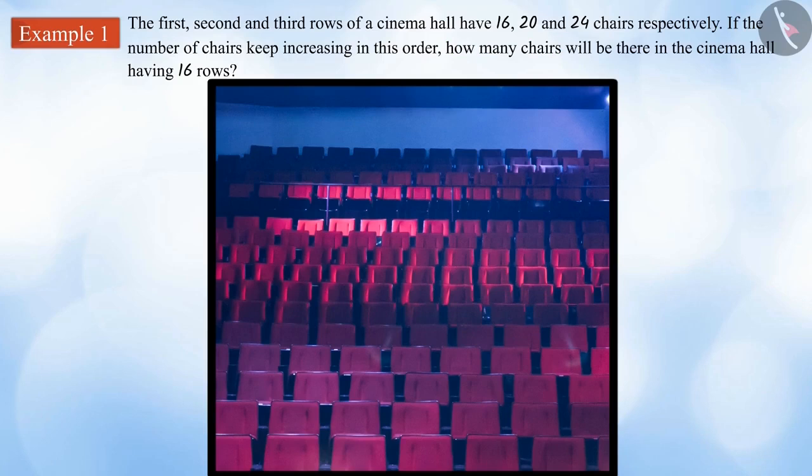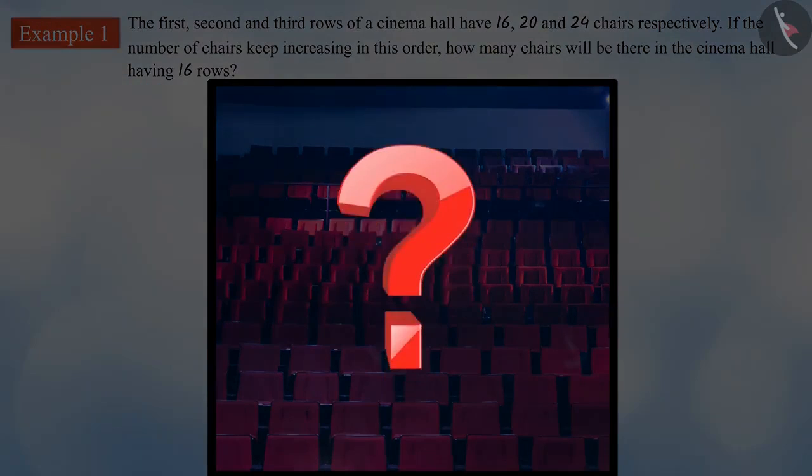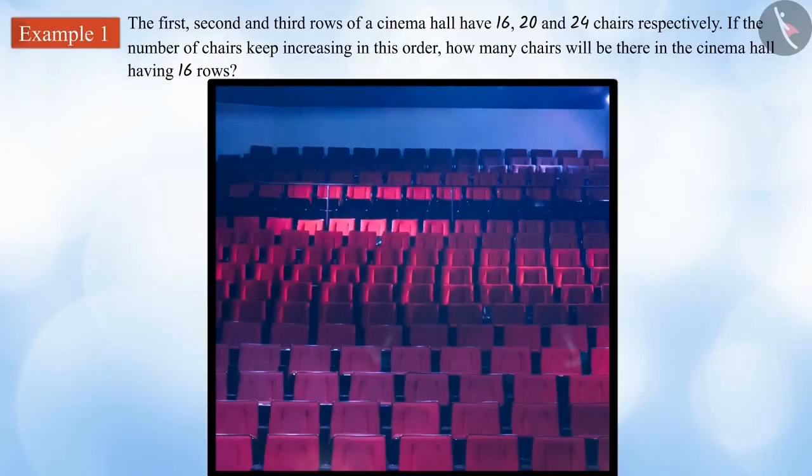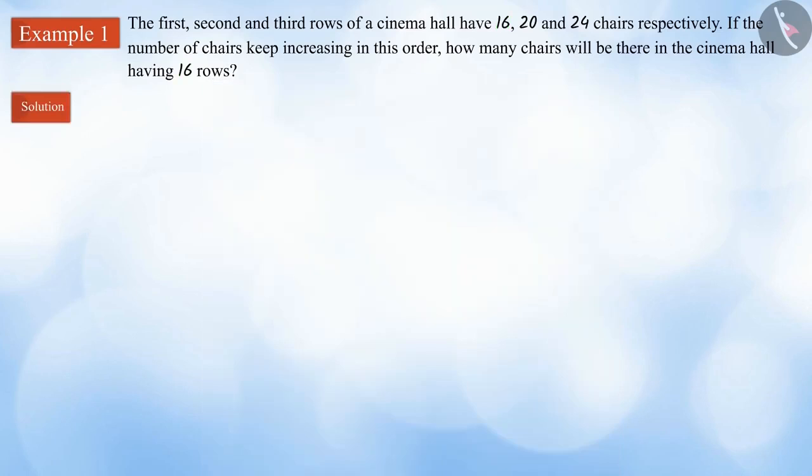Can you tell me what we need to do first in order to solve this question? Absolutely correct. First of all, we have to make the list based on the data provided in the question. According to the question, there are 16 chairs in the first row, 20 chairs in the second row, and 24 chairs in the third row.